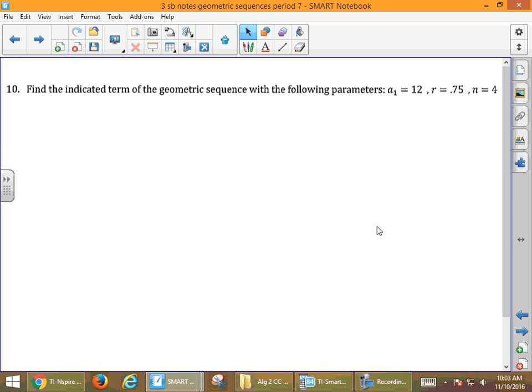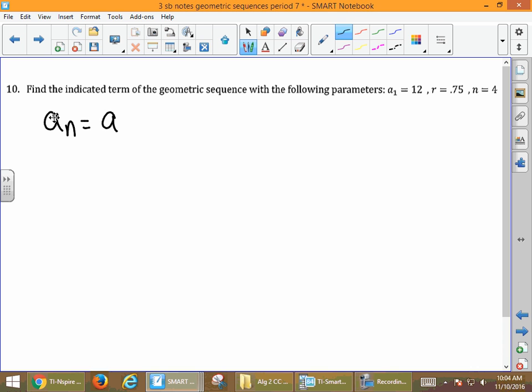Problem number 10 from our geometric sequence notes says find the indicated term of the geometric sequence with the following parameters. We have a sub 1 equals 12. That's our first value. We have r equals 0.75, which is our common ratio, and n equals 4. That's the fourth term that we're looking for. The formula that we were working with a lot yesterday was a sub n equals a sub 1 times r to the n minus 1.